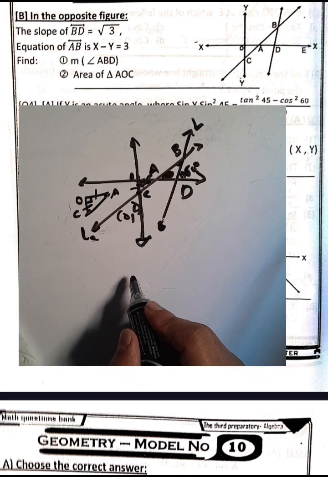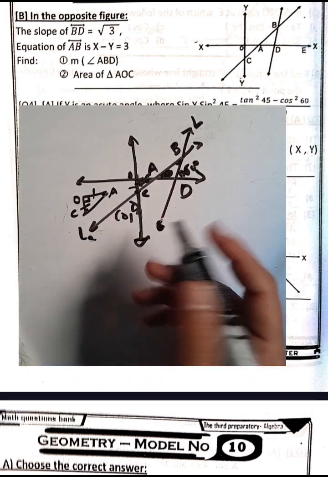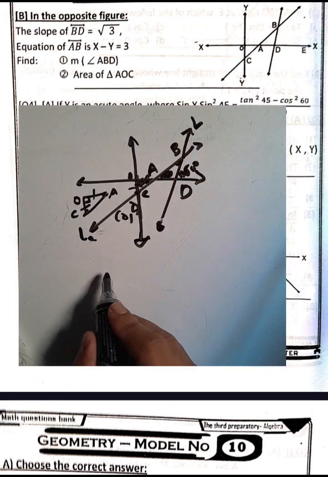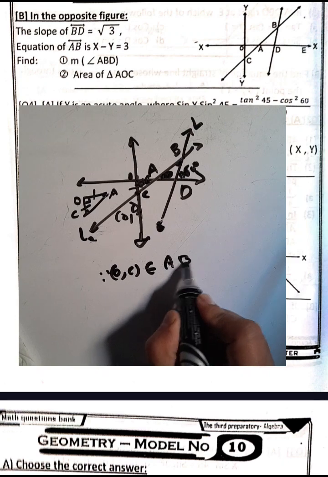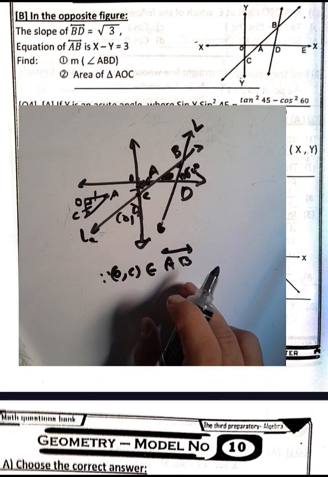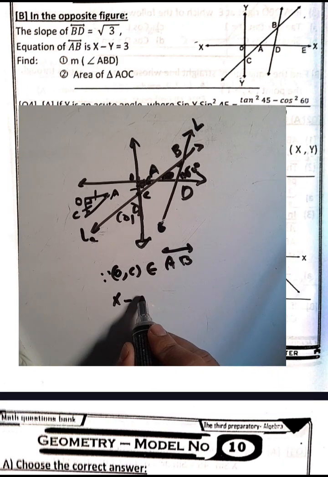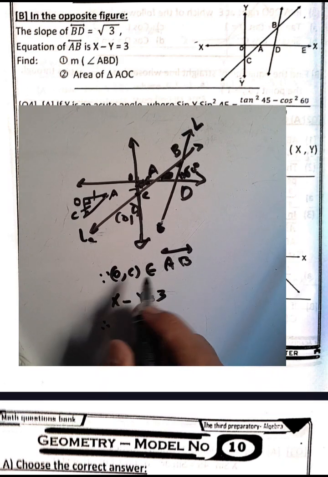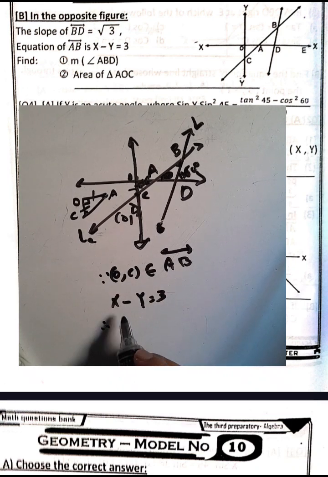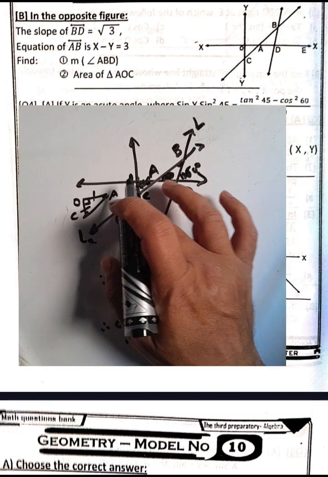Complete with me the second question. Number 2, we want to find the area of the triangle here. We want to find the length of OC. You can find it by this straight line, such that the point 0 and C lies on straight line AB. Then this point will satisfy the equation x subtract y equals 3. Then we can put x equals 0 and y equals C. X here equals 0 and y equals C, so C equals negative 3. Then this point will be 0 and negative 3.